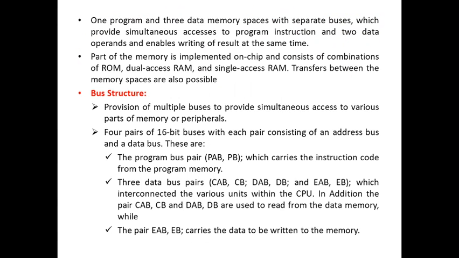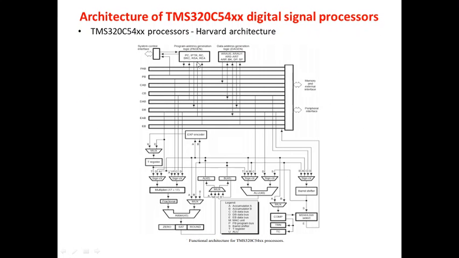So as we see here, four pairs of 16-bit buses. So we have four pairs, and each bus is a 16-bit bus, which consists of an address bus and a data bus. So AB represents address bus and just B represents the data bus. So the program bus pair PAB, PB carries the instruction code from the program memory. As we can see here, from the program memory, the instruction code is being taken over by this particular PAB and PB.